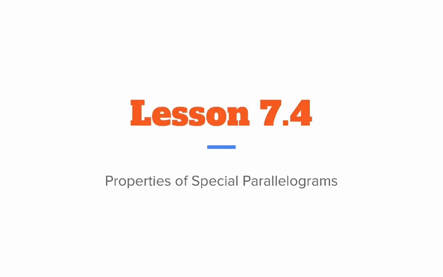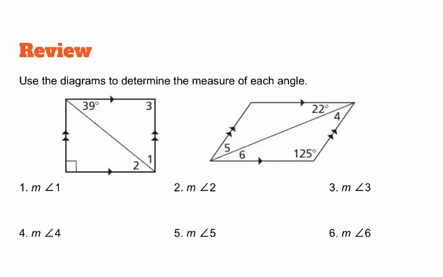Lesson 7.4, we are looking at specific types of parallelograms. So what are some properties of special parallelograms? Not just any old parallelogram, but certain kinds. Before we get started, I would like you to find the 6 missing angle measures in these two diagrams. So pause the video and we'll check back in.